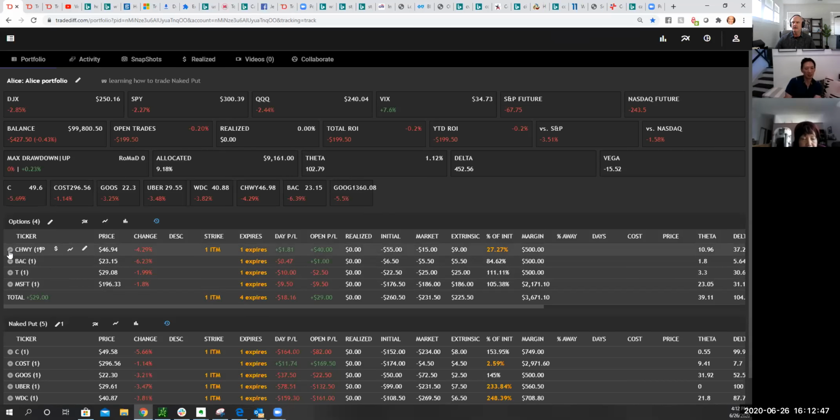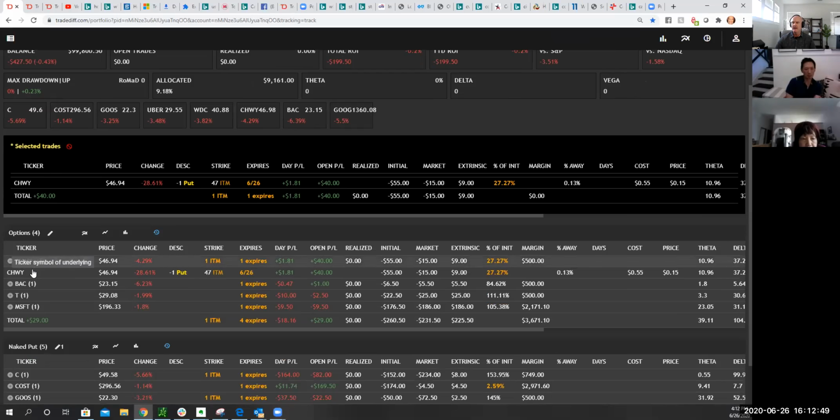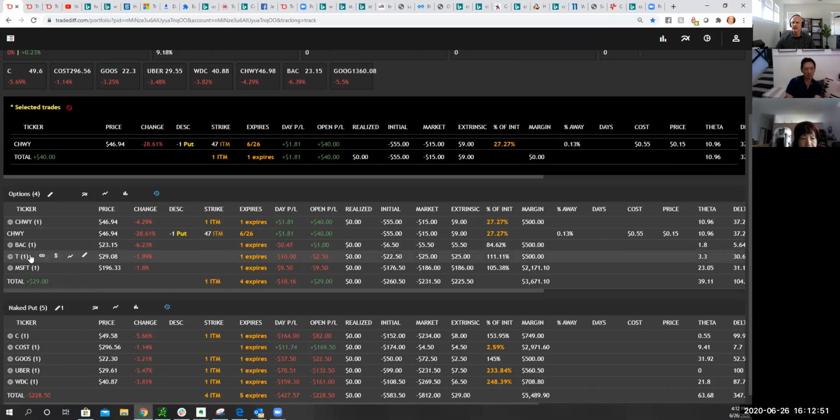All right, so here's Chewy. And right now, this is the price of Chewy currently, and this is the price change on the put. So Chewy went down 4.29% today, and your short put option went down 28%.